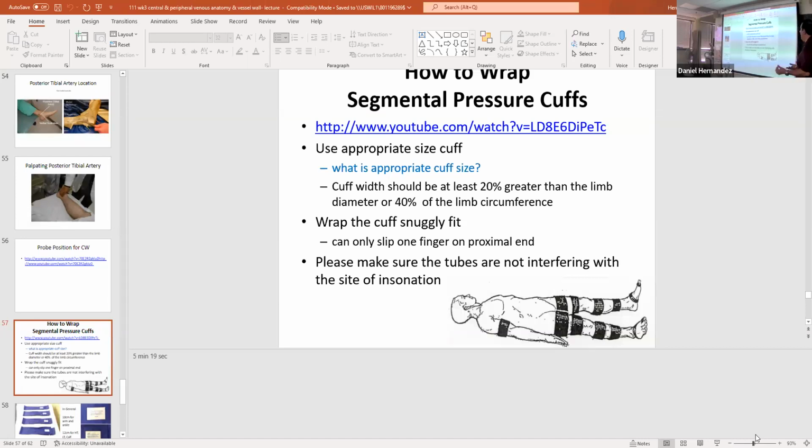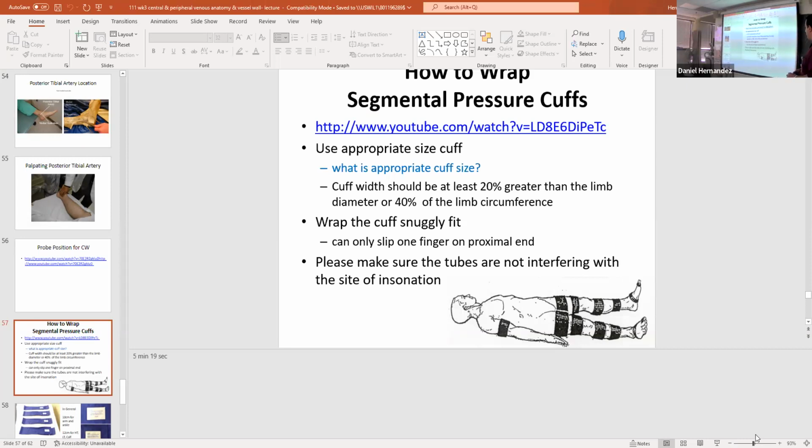We practiced cuffing a little bit last week. We're going to do all the cuffs now. So again, selecting the proper cuff size: the width should be about 20% greater than the limb diameter, or 40% of the limb circumference. We're going to wrap the cuff snugly and fit, so you want to be able to slip only about one finger into the proximal end of the cuff.